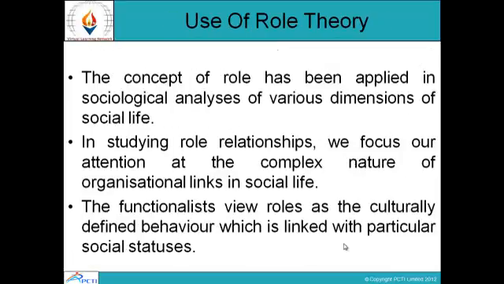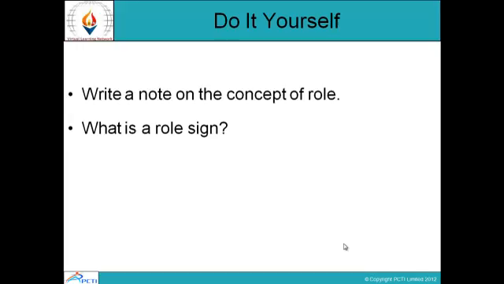Use of role theory. The concept of role has been applied in sociological analysis. In studying role relationships, we focus our attention on the complex nature of organizational links in social life. The functionalists view roles as culturally defined behavior which is linked with a particular social status, set by culture or norms. That was all about role changing and the concept of role theory, and the way people behave according to their age and gender, which is the role assigned to them.